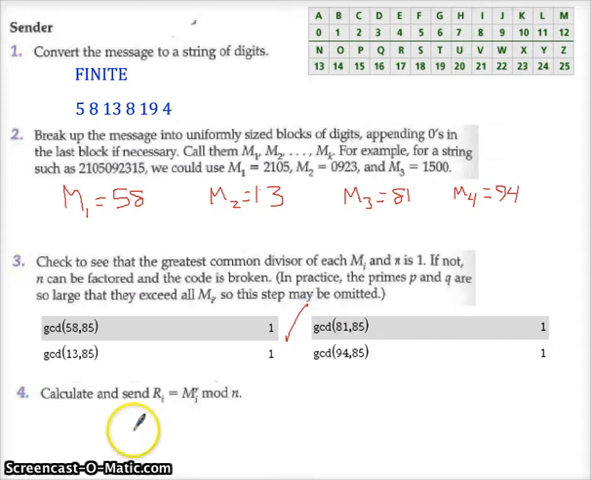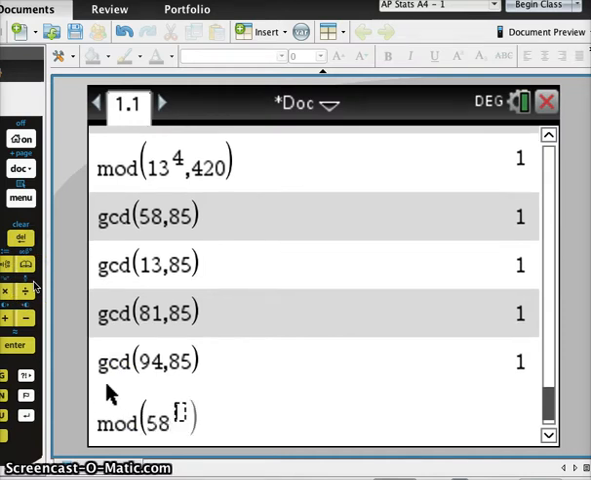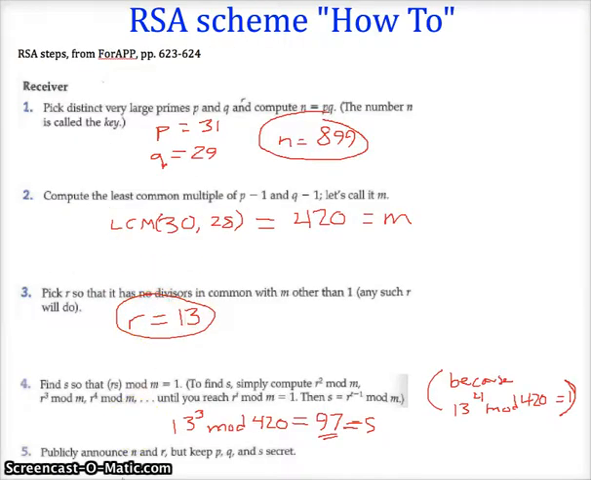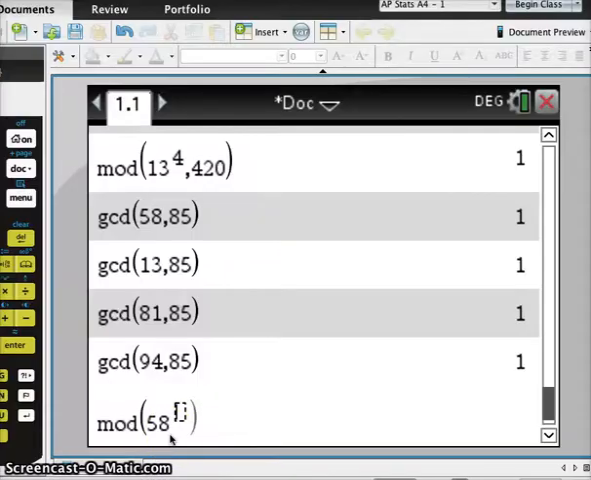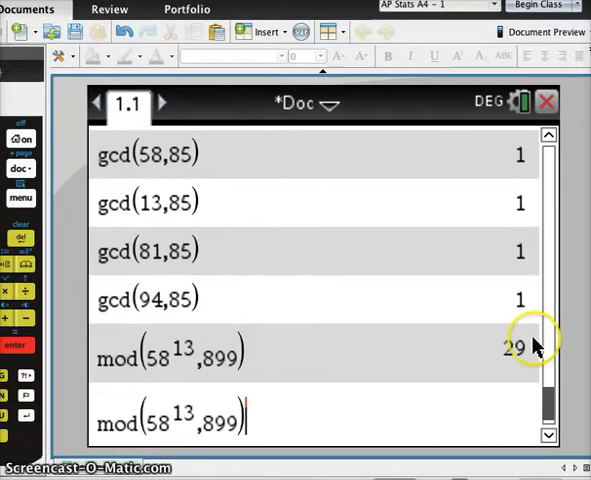Okay. Now this is a little innocent looking step here. It says calculate R sub I, like convert each one of these. This is the actual encryption step, by taking each one of them to the R power mod n. So let's go back in here. I think it's easier to just say mod that, 58 to the, now remember, to the R power. Now what's R? R was the other thing that was broadcast to me. That's a 13. 13 and mod 899. Now some of these are huge numbers, but luckily our calculator just does this for us.